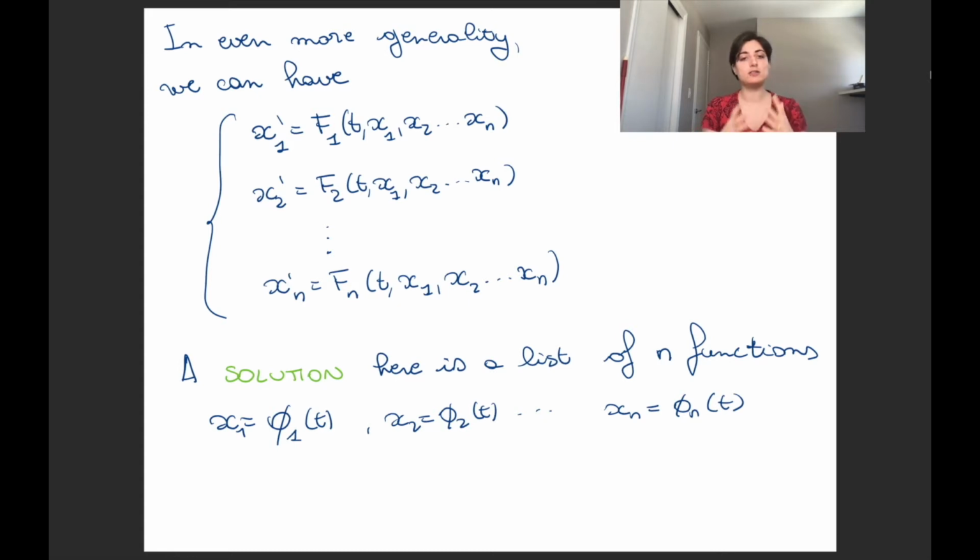And here, a solution of this whole thing is a list of functions. So we don't have one solution anymore, we have n different solutions. Well, one solution has n parts. We have a solution for x1, for x2, for xn, and you need all of them to make a solution of the whole ODE system.